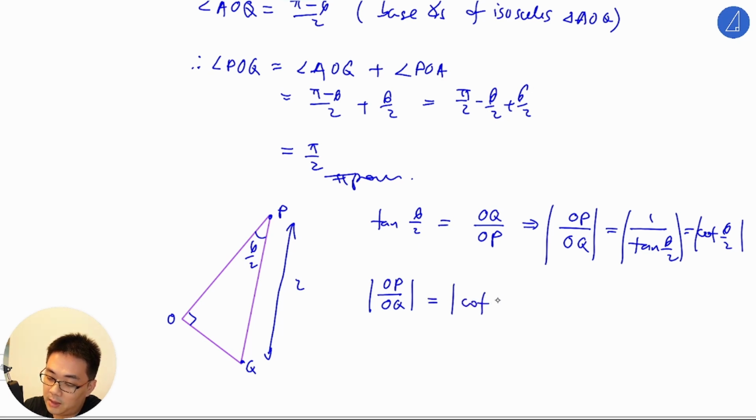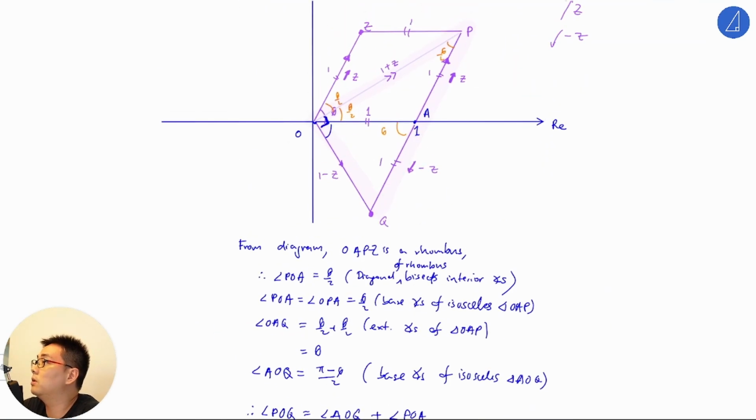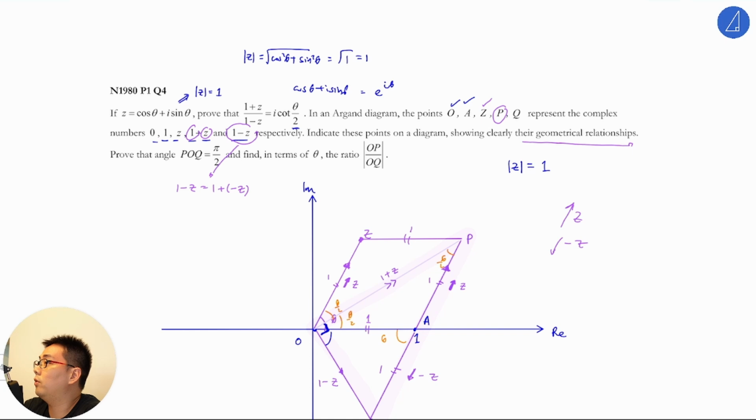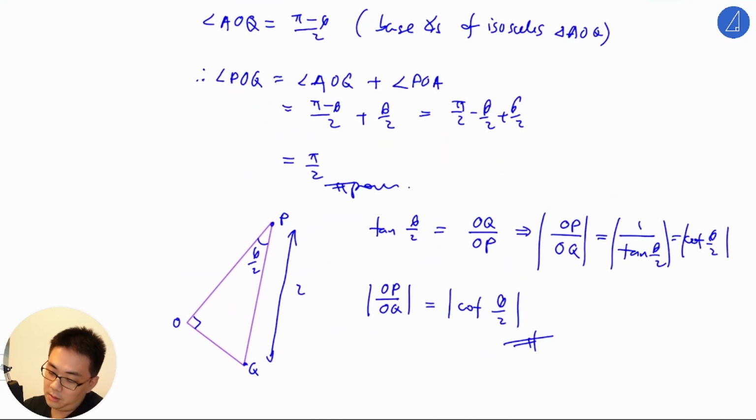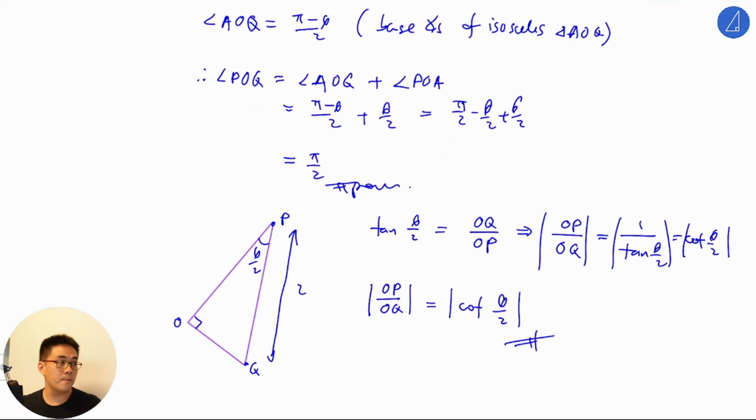So I think this is the answer. It's just one in terms of theta, right? So the ratio of OP to OQ in terms of theta, yeah, that's it. Just modulus cot theta over 2. Just put modulus because theta may be obtuse. If it's obtuse, then cot is negative, so you just make sure it's positive.